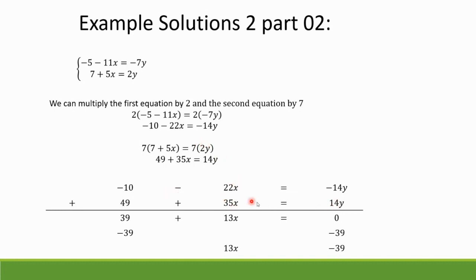So if we add them, as you can see, these cancel, and we get 0, or 0y, but same thing. For the x's, you get -22x plus 35x, which is 13x. Here, -10 plus 49, which is 39. So we have 39 plus 13x equals 0. Okay.